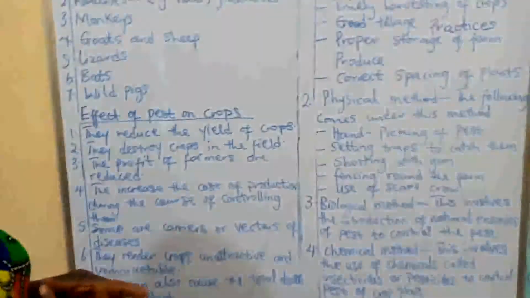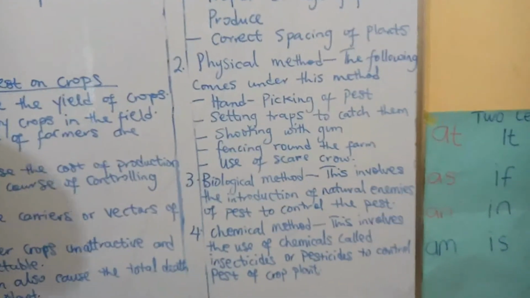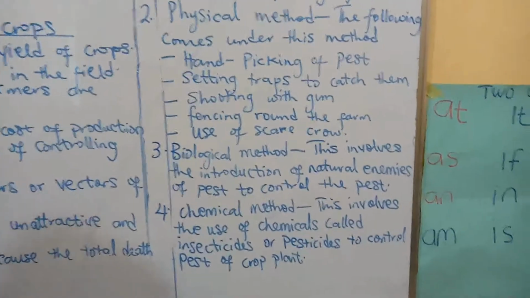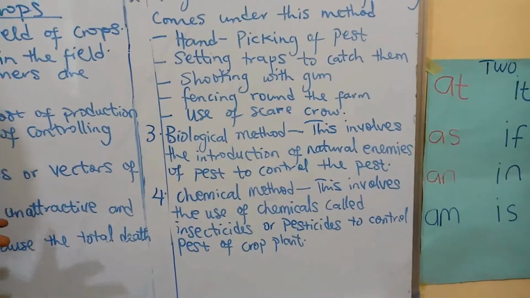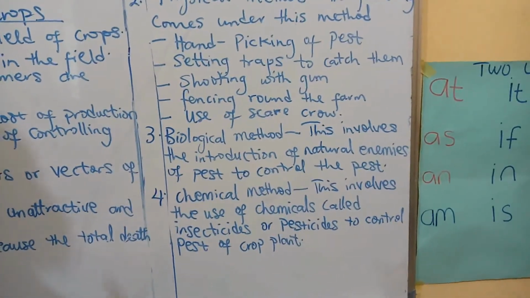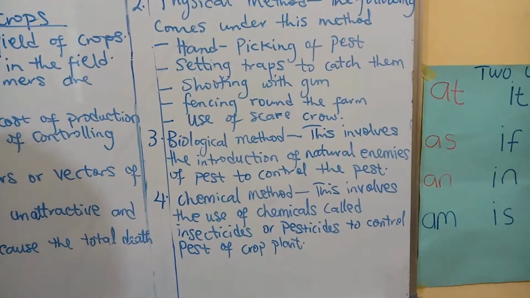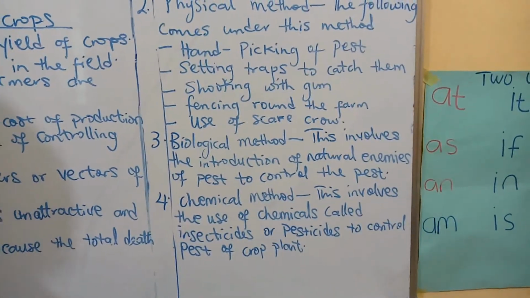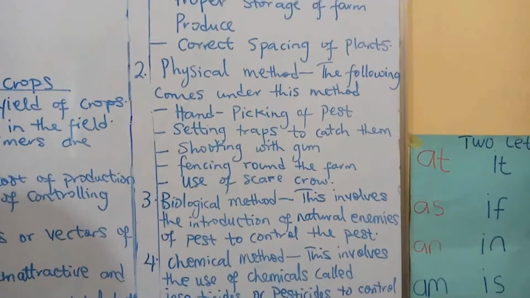Number 4, we have the chemical method. This involves the use of chemicals. We call them insecticides or pesticides, used to control the pest.